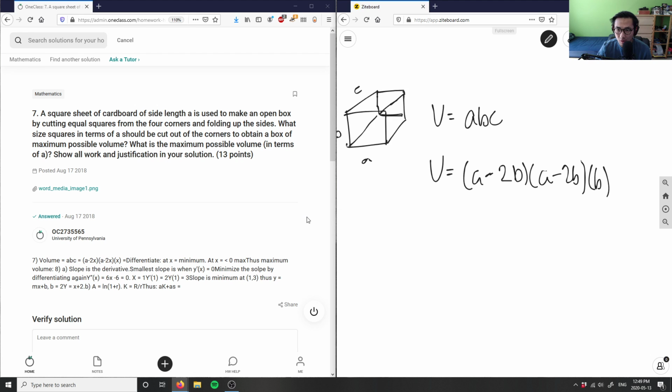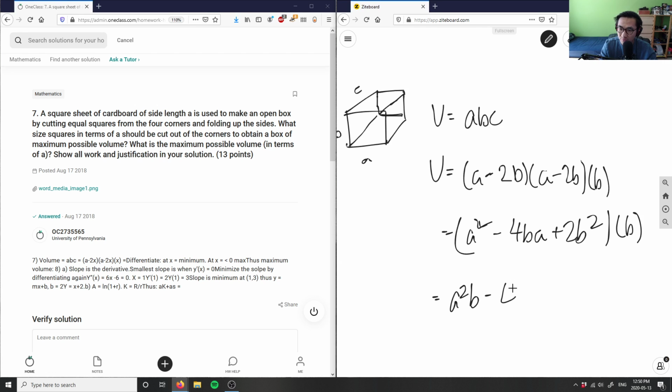So if I were to solve this problem, let me FOIL this first. I would get a squared, minus 2b, minus 2ba, sorry, this is minus 2ba minus 2ba. So this is minus 4ba plus 2b squared times b here. And this is going to equal a squared b minus 4ab squared plus 2b cubed here. And this here is our volume, right?